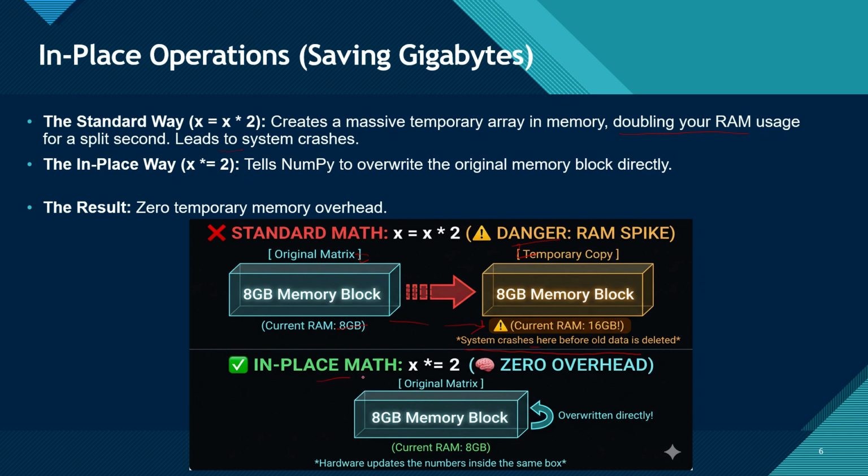So what does in-place math do? It overwrites the existing array. We use the in-place way, x *= 2, which tells NumPy to override the original memory block directly. Whatever operations are performed, it modifies only this block. So the result is zero temporary memory overhead. It does not require any extra memory, but if we use x = x * 2, it will require extra memory.